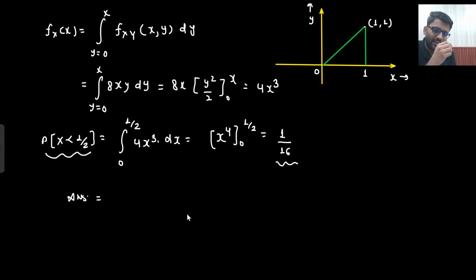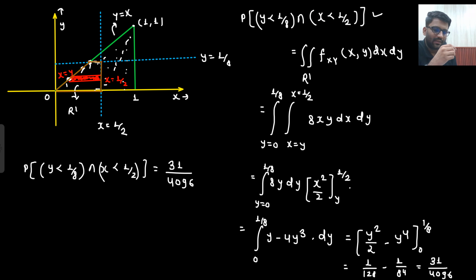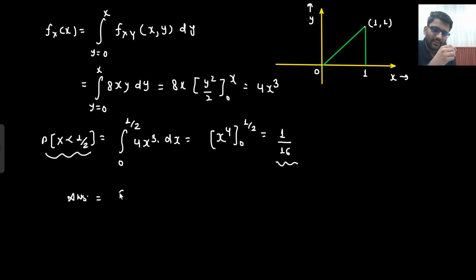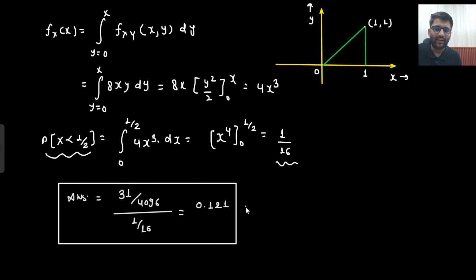So what will be the answer? Simply the answer would be 31 by 4096 divided by 1 by 16. Let me pause the video and do the calculation again. Yeah, so the answer is coming out to be 0.121. Okay. So it was a very easy question.